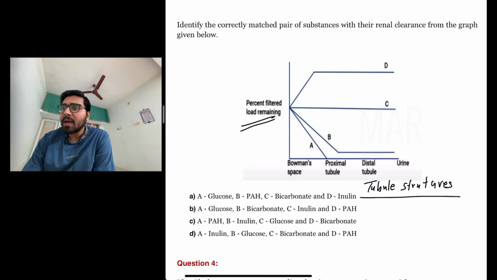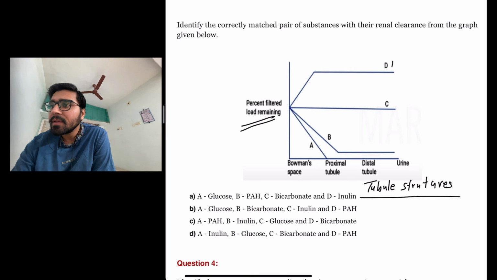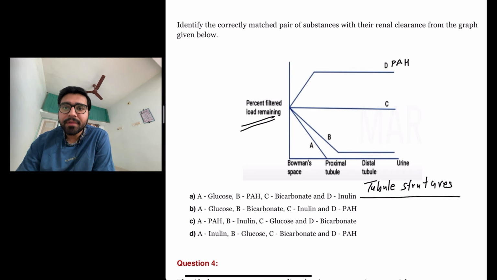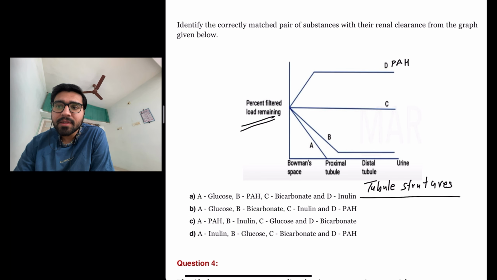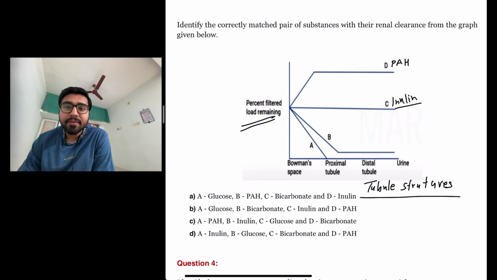So the substance marked as D is actually para-aminohippuric acid because it is filtered by the glomeruli and secreted by the tubular cells. Its concentration increases on moving through the length of nephron due to secretion into the tubules. The substance marked as C is inulin because inulin is freely filtered by glomeruli without undergoing any secretion or reabsorption.